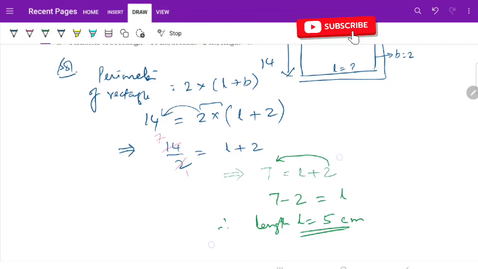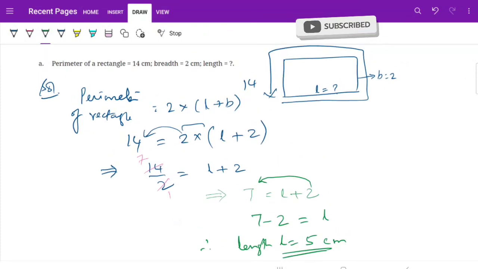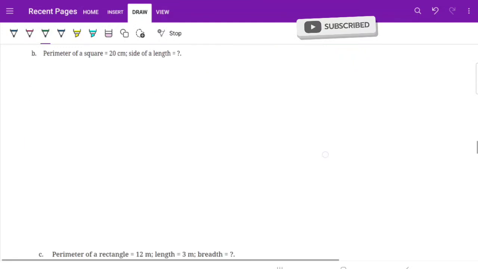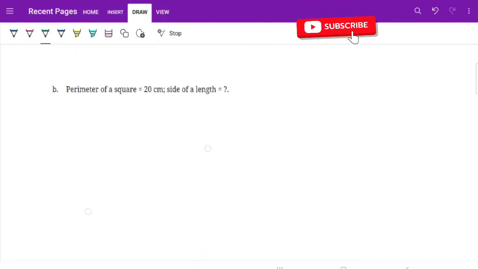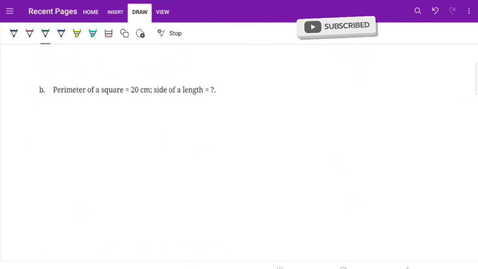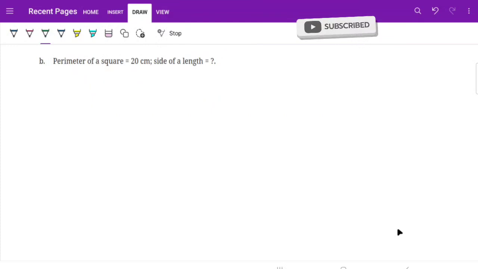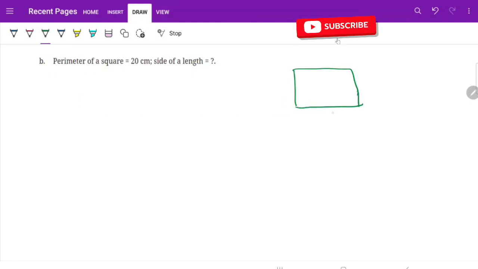So this is about the first bit in the first question. We have to remember the formula for perimeter of rectangle. Now the second one, perimeter of square. So what is given to us? Perimeter. So we draw a figure here. For example, this is our square. It may not be perfect here, but anyway, 4 sides. Here perimeter is 20. Length is not given to us, right?